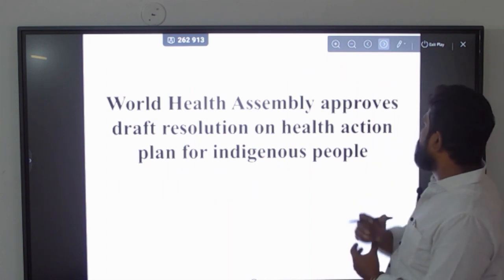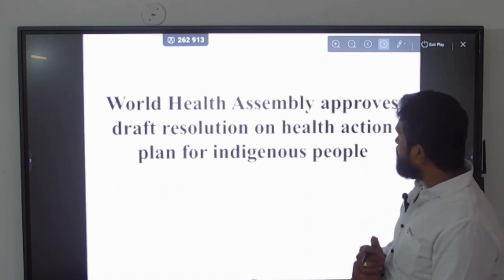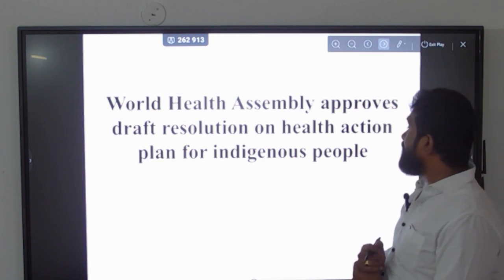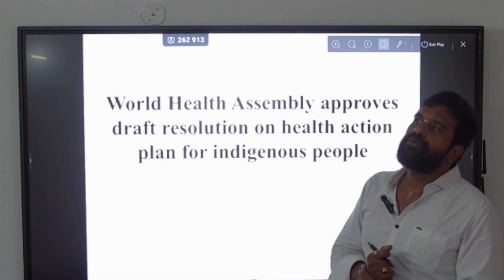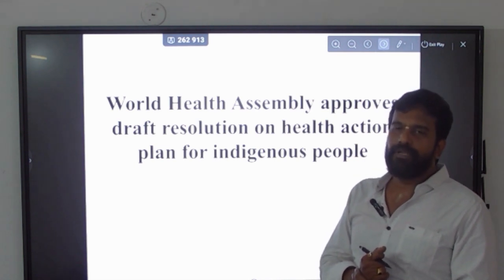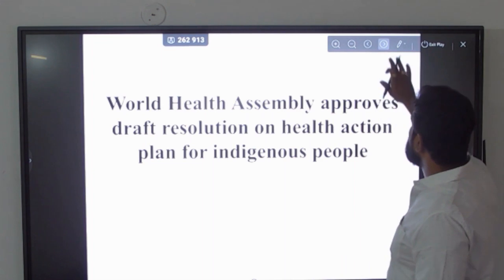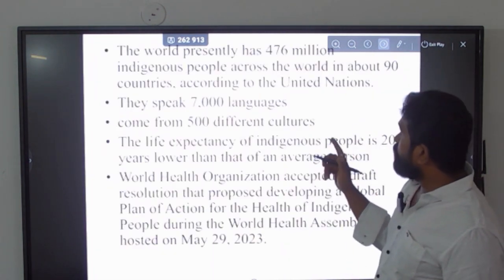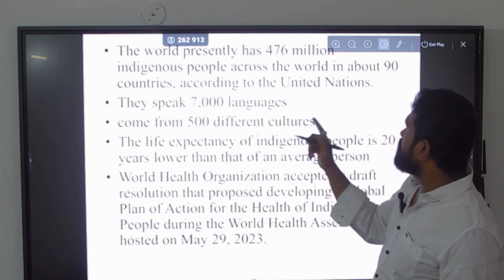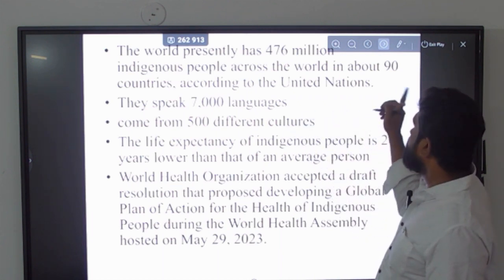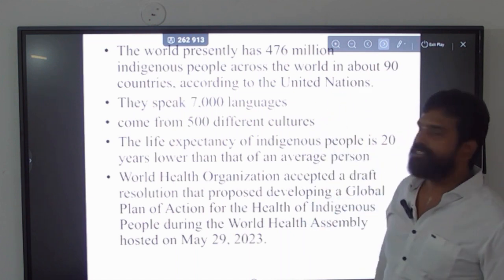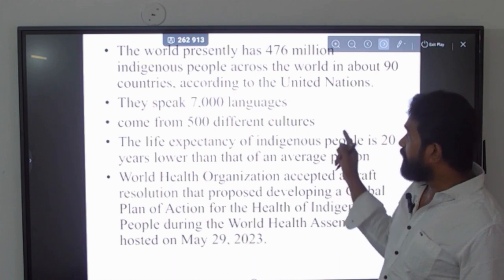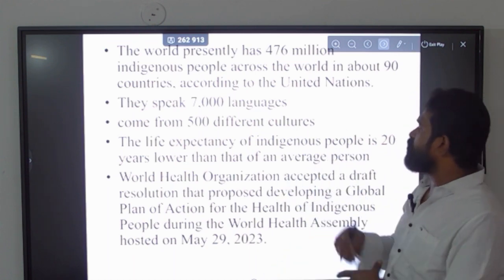Then the next one is called World Health Assembly approves draft resolution on health action plan for indigenous people. So the tribal peoples who are living over there in that forest, they are called the indigenous peoples. Look at this. All over the world, 476 million indigenous peoples are living in 90 countries according to the United Nations. You see their language, 7,000 languages they are speaking, and they have 500 different cultures over there.